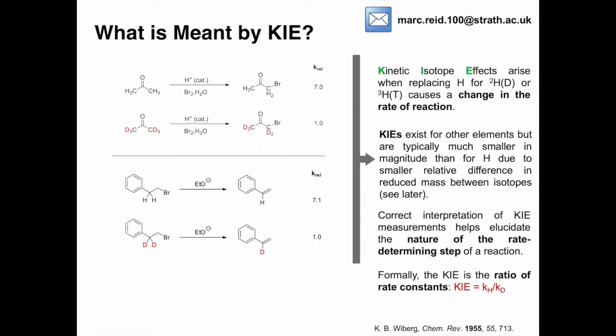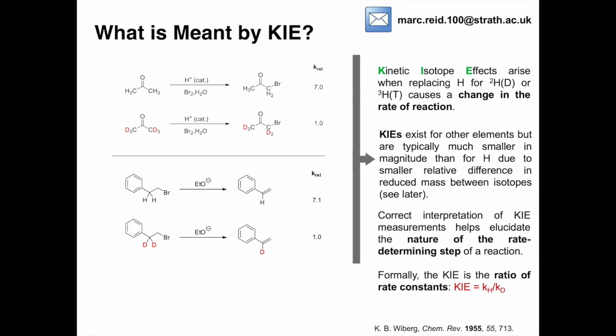Formally, the KIE is given as the ratio of rate constants, not rates, such that the KIE is equal to the rate constant of the undeuterated reaction divided by the rate constant of the deuterated reaction. Take a look at the two reactions on the left of this slide. The top reaction is the acid-mediated bromination of acetone.